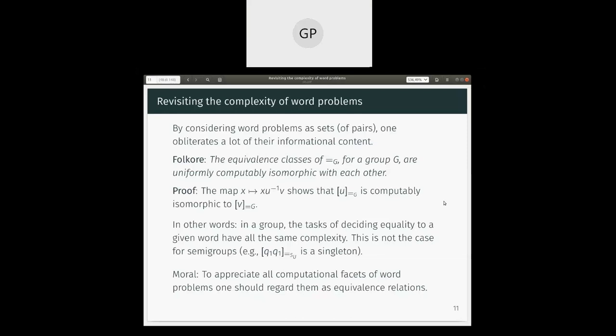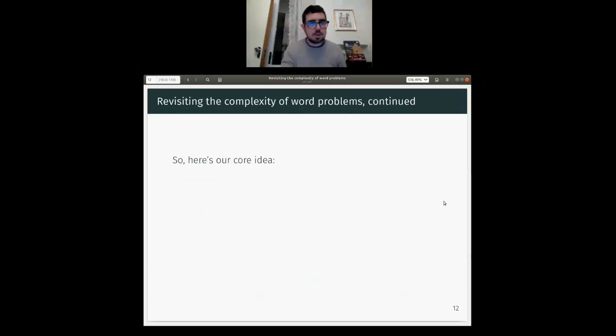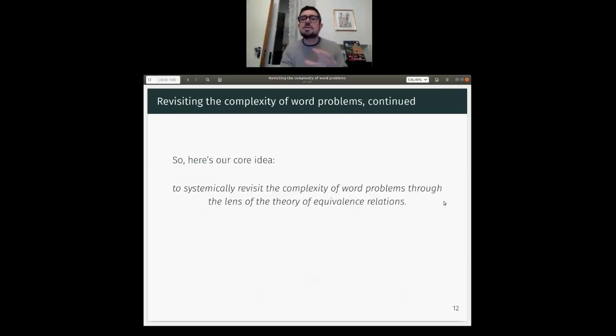Good. Perfect. Thanks for the question. So the point is really this one. You have the term algebra in the signature, and basically you would like to know, that's the word problem for the algebra, whether these two words represent the same element. Okay. So here's the core idea.